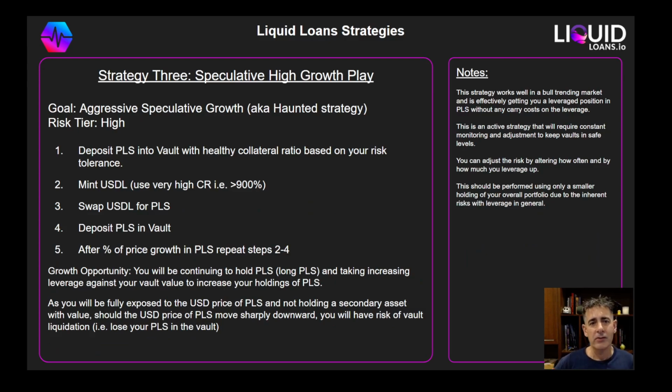All right, strategy 3, speculative high growth play. So you're less interested in the yield aspect. You're going all out. You're trying to maximize the value of your pulse and really take an aggressive approach to trying to magnify how much you actually have. So you've probably heard of this strategy before. The goal is aggressive speculative growth and actually improving how much pulse you're holding.